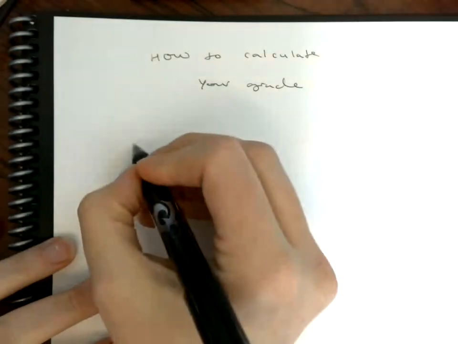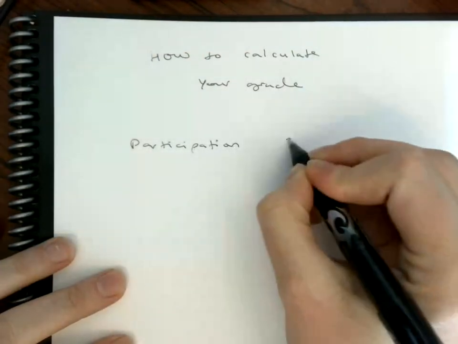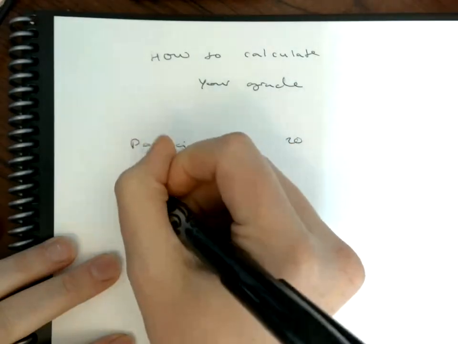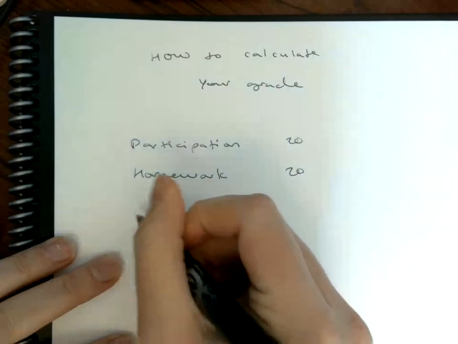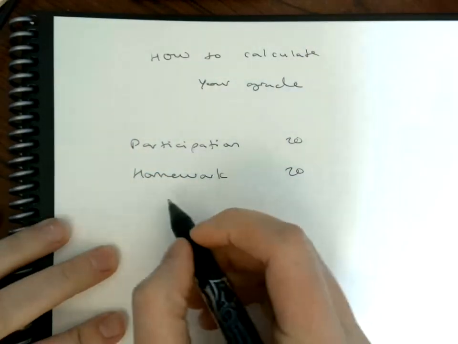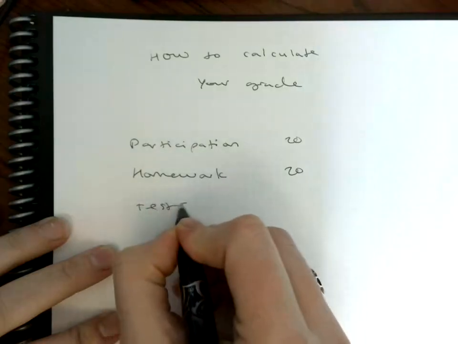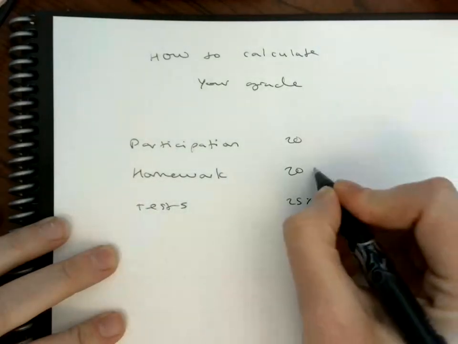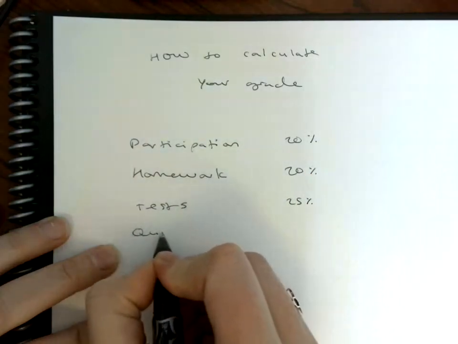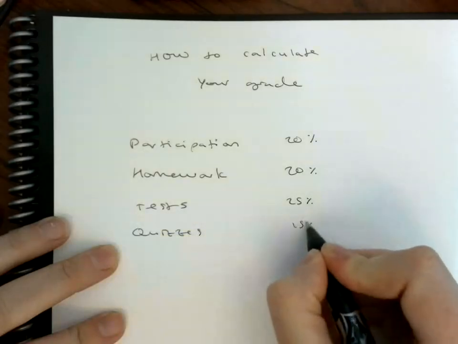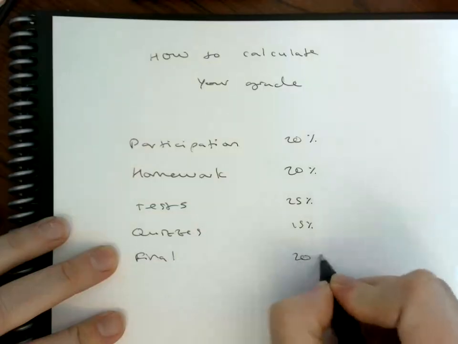So the breakdown is participation is 20%, homework is 20%, tests are 25%, I think. No, they might be 20, but I think they're 25. Quizzes are 15%. And then the final is worth 20%.